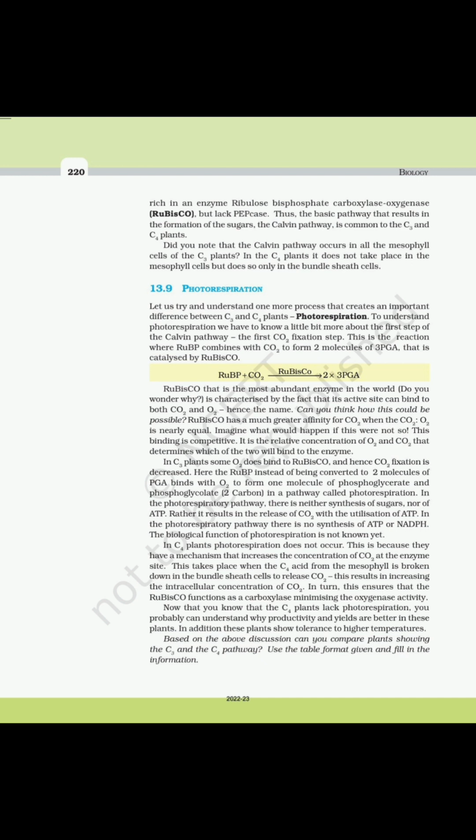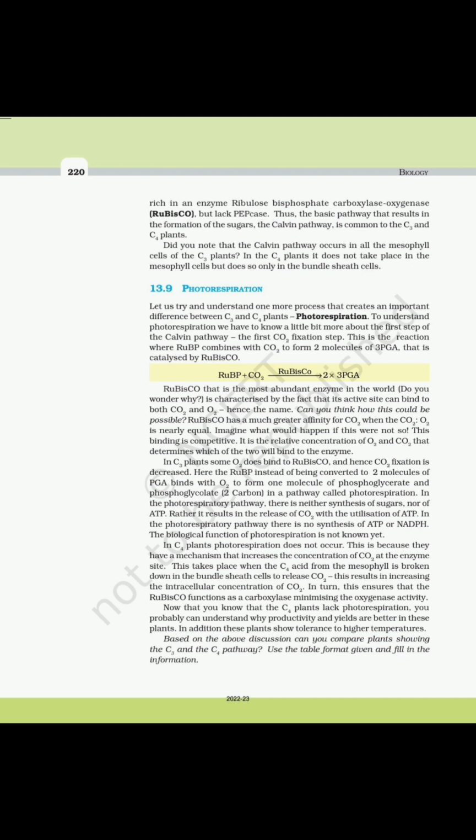In C4 plants, photorespiration does not occur. This is because they have a mechanism that increases the concentration of CO2 at the enzyme site. This takes place when the C4 acid from the mesophyll is broken down in the bundle sheath cells to release CO2. This results in increasing the intracellular concentration of CO2. In turn, this ensures that the Rubisco functions as a carboxylase, minimizing the oxygenase activity. Now that you know that the C4 plants lack photorespiration, you probably can understand why productivity and yields are better in these plants. In addition, these plants show tolerance to higher temperatures.